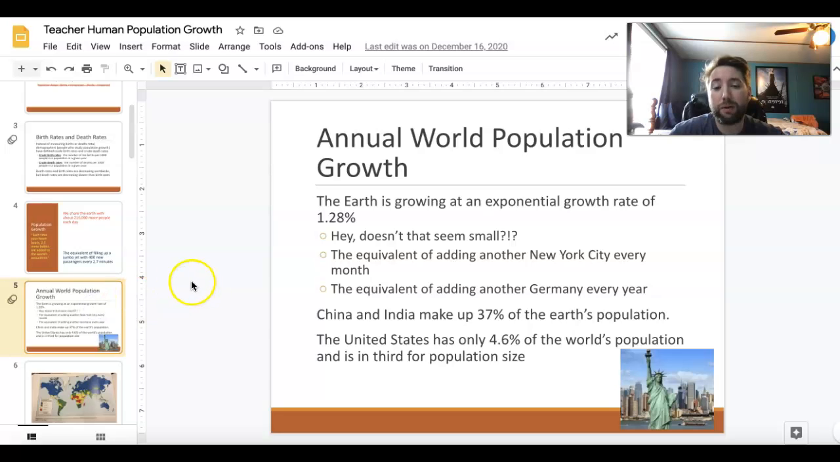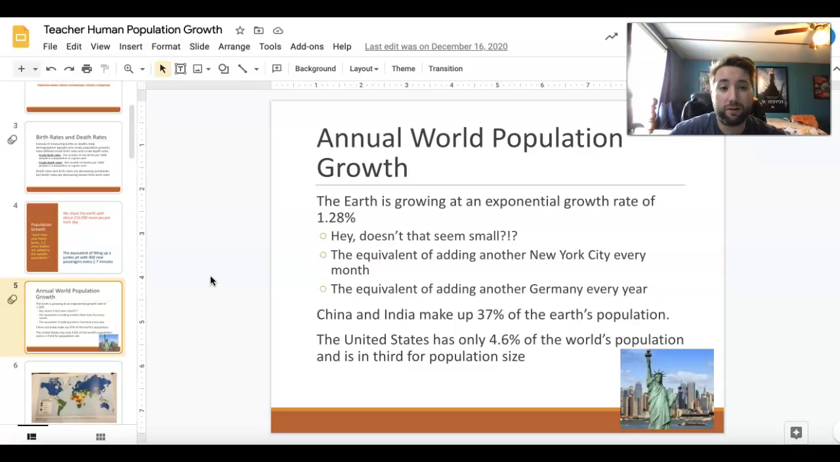The annual world population growth is about 1.28, and that's an exponential population growth rate. But people don't really realize that since that is exponential, it's the equivalent of adding a New York City every month. I want to say that there's 50 million people who live there. That can't be right. Maybe 2 million, not sure. It's the equivalent of adding another Germany, the country of Germany, every year, which is crazy. China and India are going to make up 37% of the Earth's population together.